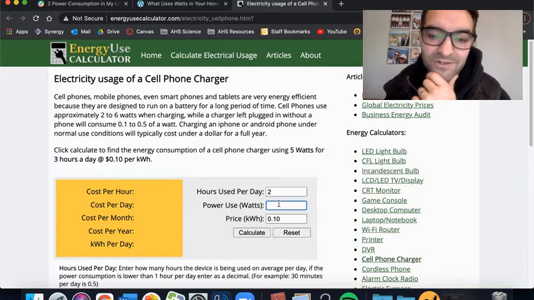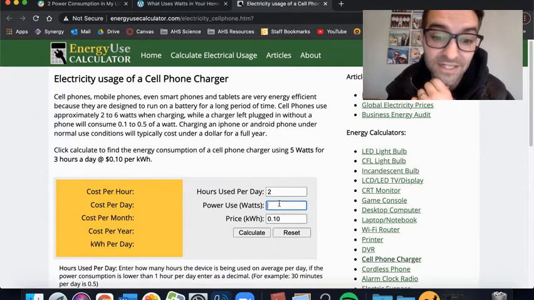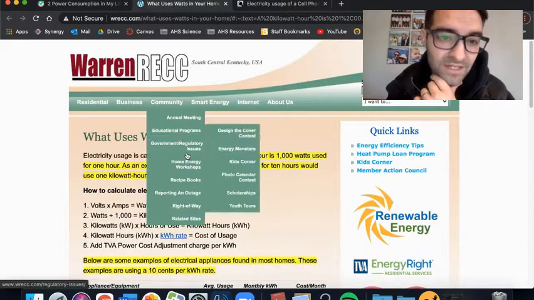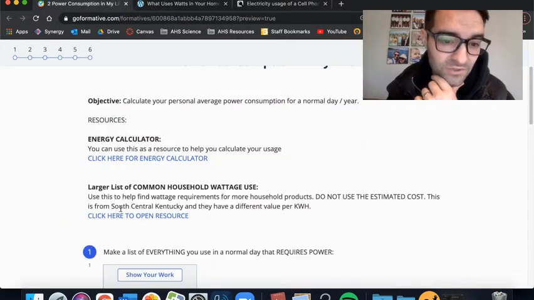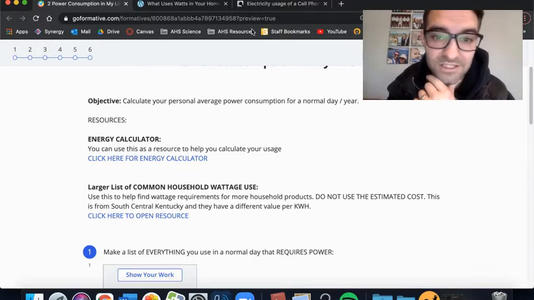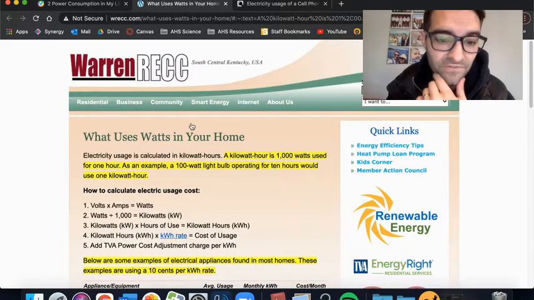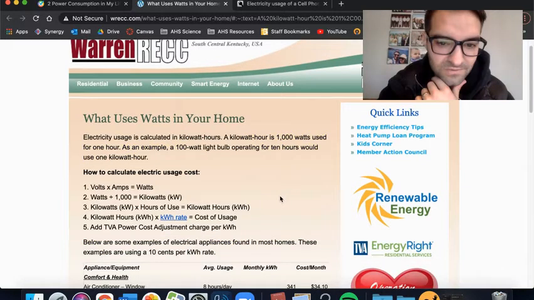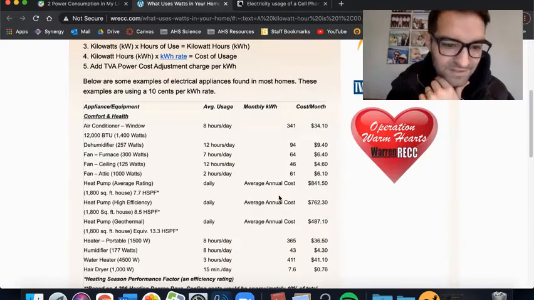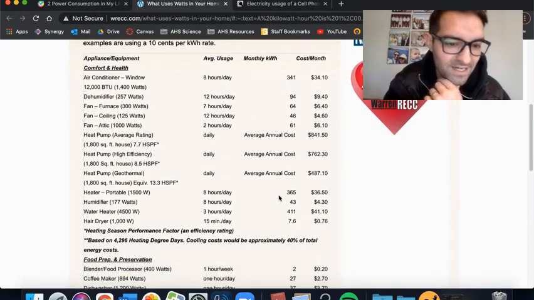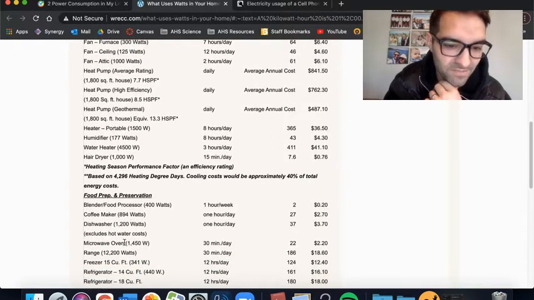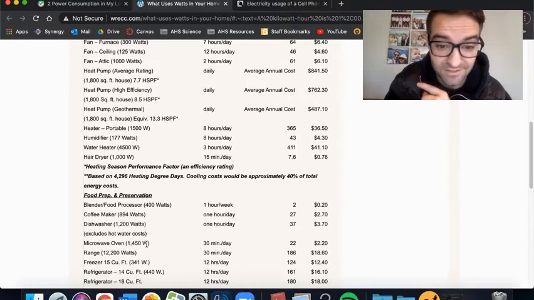Then we need to know how many watts per use that is going to be. One way to help us out, I gave us this other resource here for common household wattages. If you open this up, you can scroll down. And down here under prep and preservation is a microwave. 1,450 watts would be that.